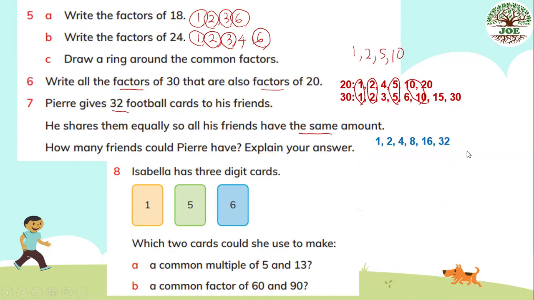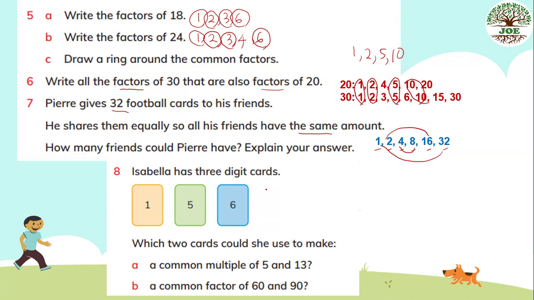Okay, the factors of 32 are 1, 2, 4, 8, 16, 32. He can share the cards equally between his friends as 1, 2, 4, 8, 16, and 32 friends. For 32 friends, each one will get one card. For 16, each will get 2. For 8 friends, each will get 4, because 8 times 4 is 32, 16 times 2 is 32, and 32 times 1 is 32. This way we can share the cards between his friends.